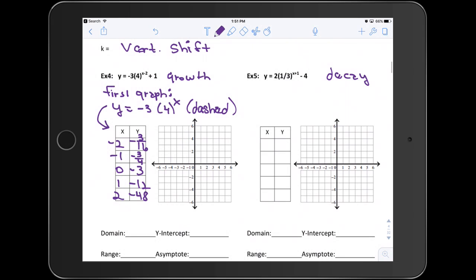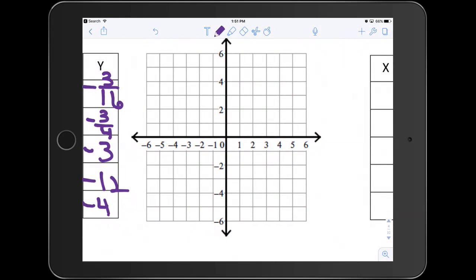So I'm not going to draw on my graph. I'm going to try making it big here again to make it a little easier to graph. And again, I'm doing this in dashed lines. It makes it much easier. So -2, -3/16. I mean, we're talking about like right there. -1 and -3/4 is going to be about right there. 0, -3, we're all good there.